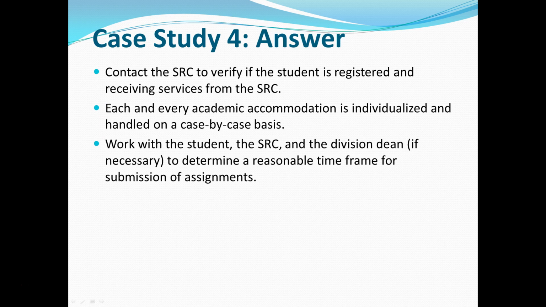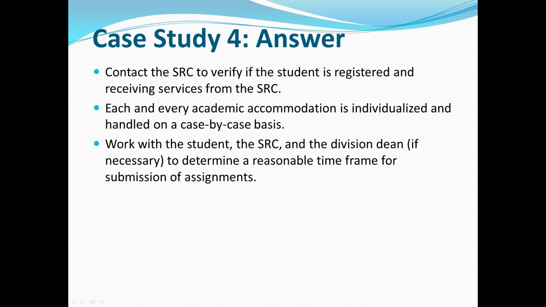Answer. Contact the SRC to verify if the student is registered and receiving services from the SRC. Each and every academic accommodation is individualized and handled on a case-by-case basis. Work with the student, the SRC, and the division dean, if necessary, to determine a reasonable time frame for submission of assignments. You can contact the SRC at any time to verify if a student is registered and receiving services.